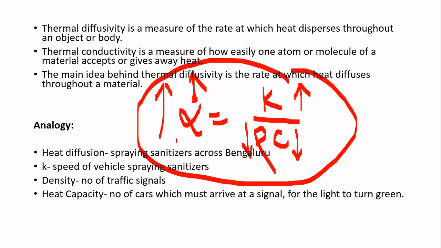Now please note that this alpha value and K value are different. K tells us how fast a particular material can conduct heat or how fast the car is moving. Now, not necessary that if the car is moving fast, it is going to spread the sanitizers very quickly. Maybe a fast car has to face a lot of traffic. Maybe the fast car has to wait on a traffic signal which has a very high holding capacity. So in that case also, maybe the thermal diffusivity term will be low. Are you getting the concept?